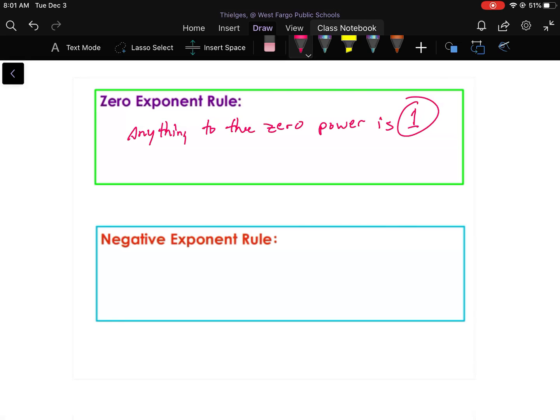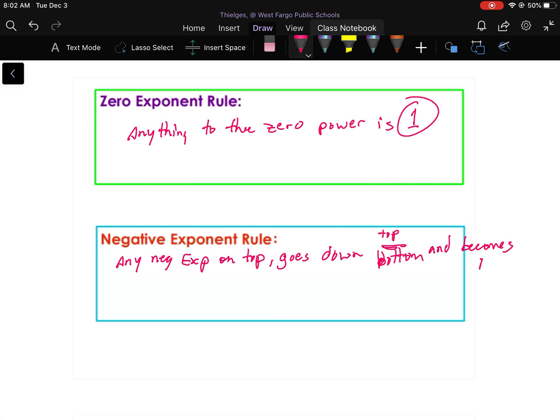Okay, and the negative exponent is a little bit tricky. There's a reciprocal rule to it, but what I say is any negative exponent on the top goes down and becomes positive. What I mean by up and down is the top of the fraction and the bottom of the fraction. So if I've got 2 to the negative 2nd power, I'll make that a fraction. That's going to go to the bottom and become 2 to the 2nd power. So 1/4.